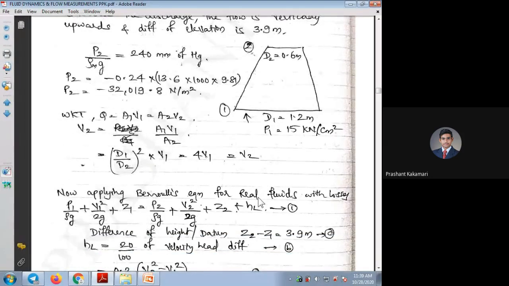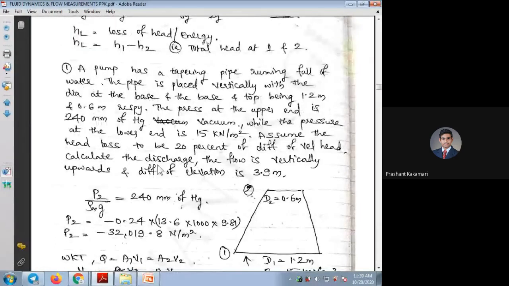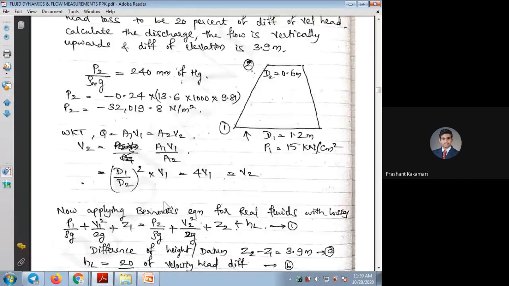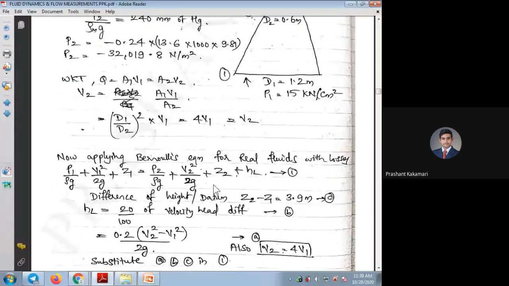So in the Bernoulli's equation, considering with loss, why? In the problem they have mentioned the loss of the head here. Assume the head loss is 20% of the velocity head difference. They have not mentioned the value, but they have given indirectly. Okay, 20% of the velocity head difference, that we will take later. But this head loss we need to consider. So in the Bernoulli's equation, assuming the real fluid is flowing, we have considered HL.